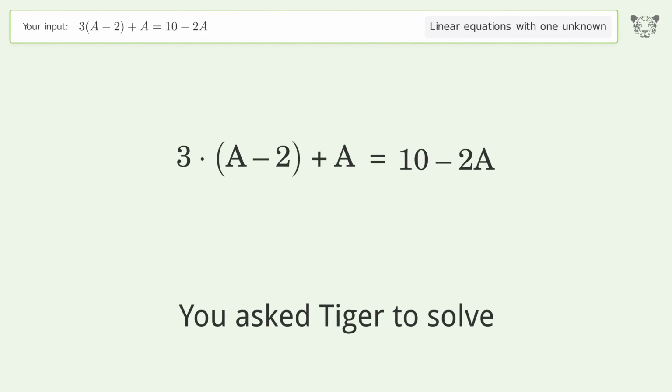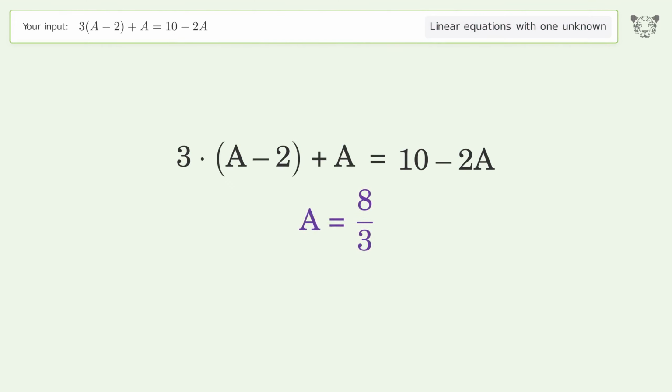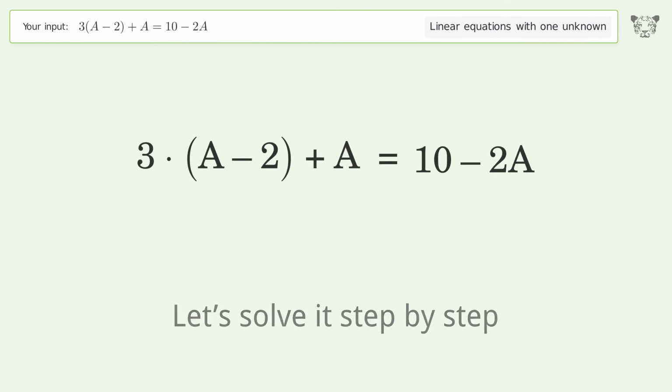You ask Tiger to solve. This deals with linear equations with one unknown. The final result is A equals 8/3. Let's solve it step by step.